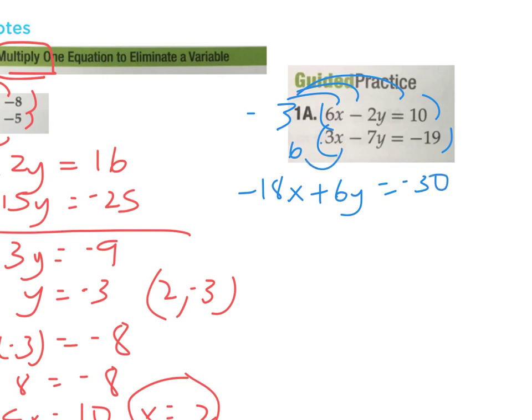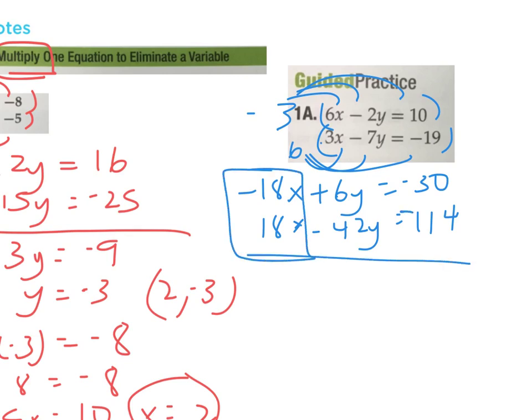And then I'll do the bottom. That's 18x and negative 42y, and then 6 times negative 19 is negative 114. And then I add. Once again, these first two will always be opposites, and we're adding. So then when I add, I get a negative 36y equals a negative 144. And when I divide, I get y equals 4.